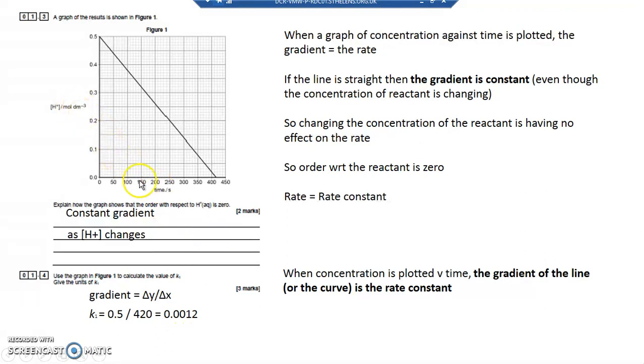What are the units? Well, the moles per decimeter cubed divided by seconds, so that works out as mol dm^-3 divided by s, so that's s^-1.